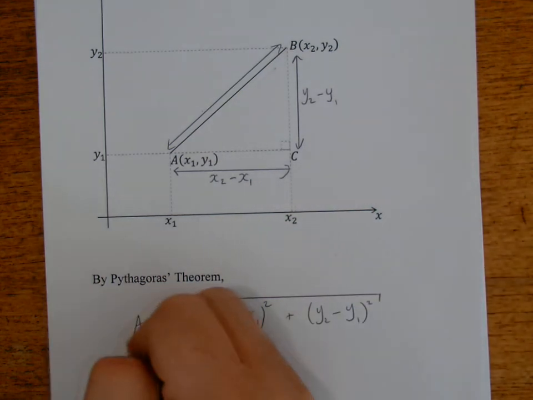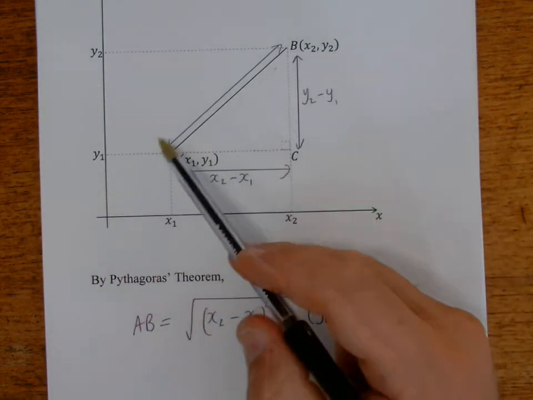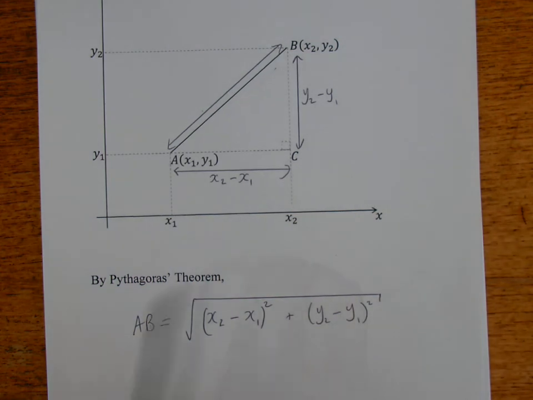Of course, this length we will call AB, okay? Just joining A to B. So this is what we've got to remember, okay? We're going to memorize this. We're going to use it extensively throughout this course.